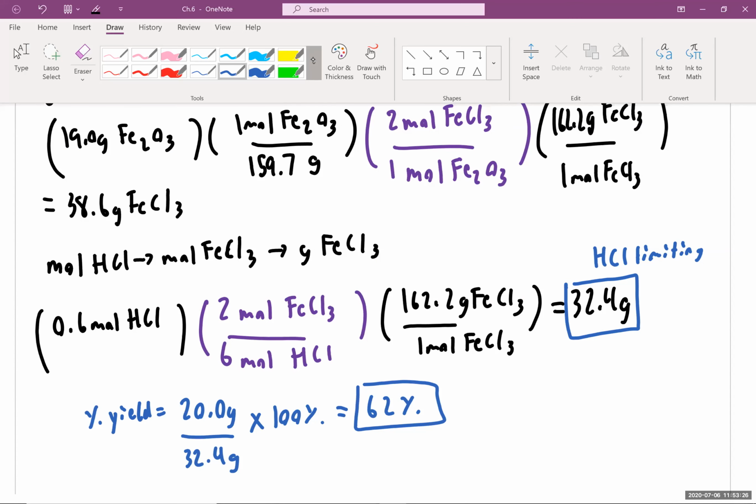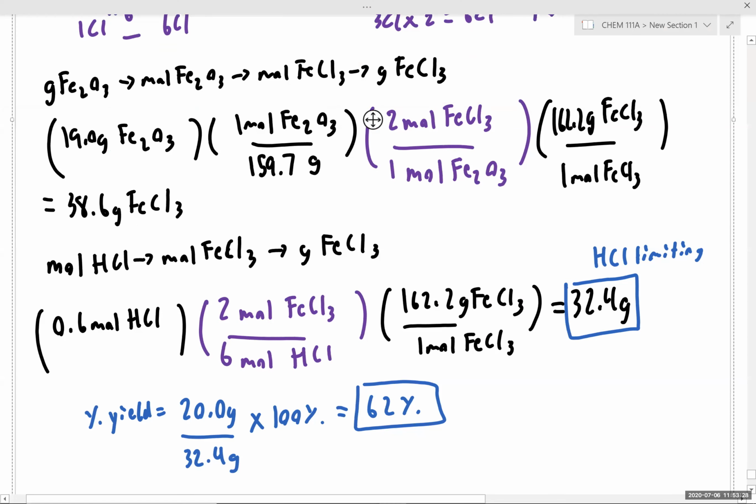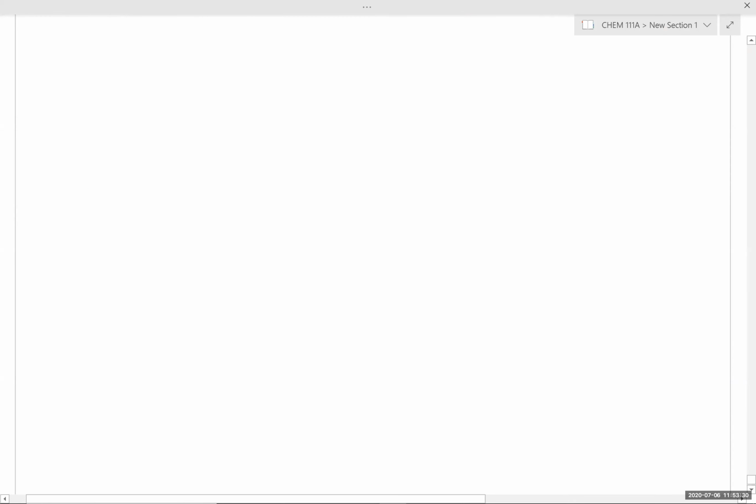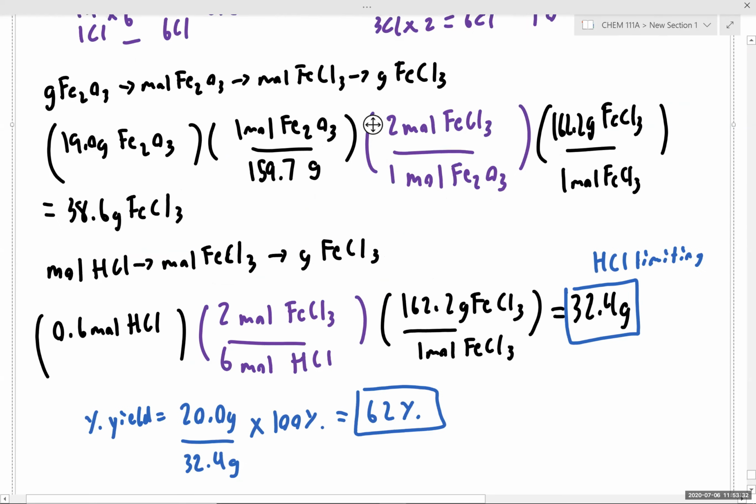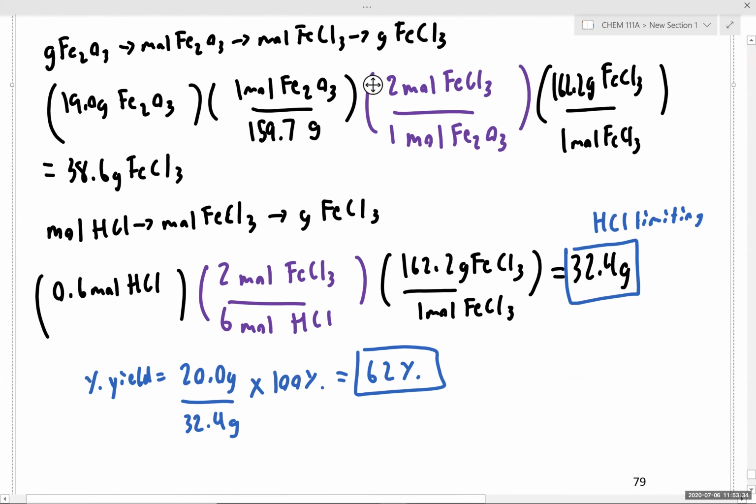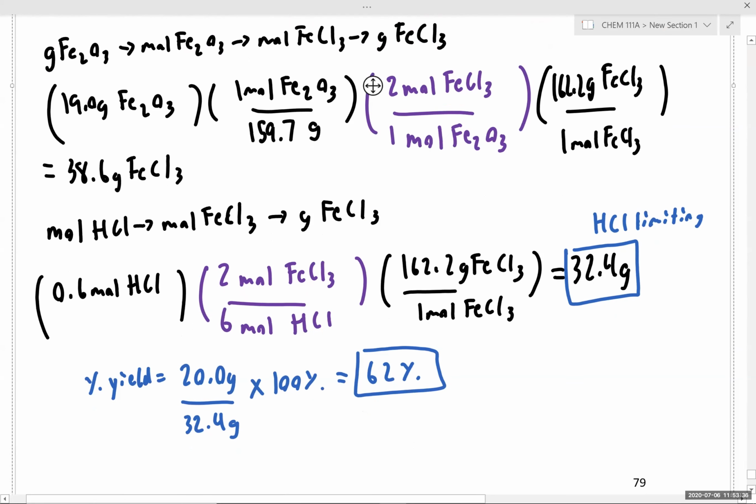So that's the last example that I have prepared for this chapter. Are there any questions on this example? So that concludes chapter 6, which is chemical equations and stoichiometry.